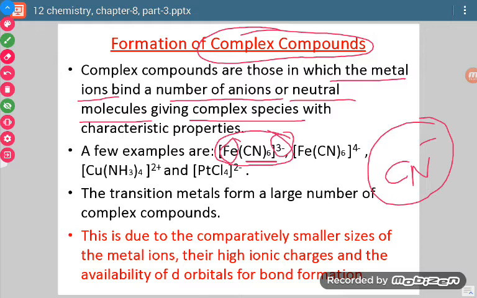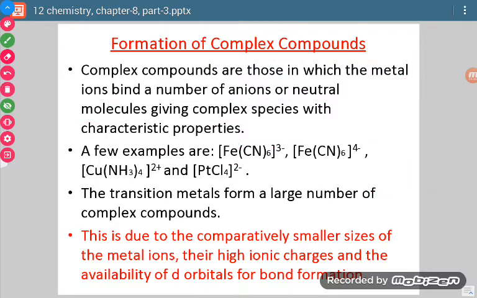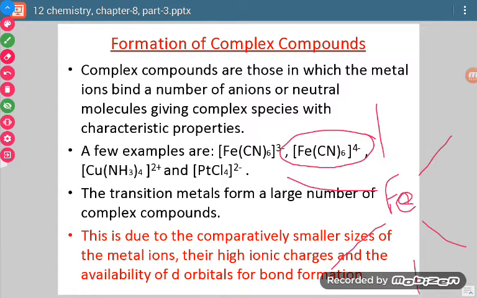Now this form is called a complex or coordination compound. Now the question arises: transition metals form complexes, why? So now see, if you look at these examples, how bonding is formed. This central atom is bonded to 6 CN groups. 6 CN groups means in the octahedral form it will be arranged like this.